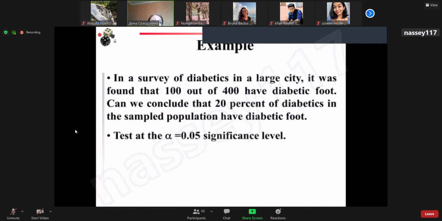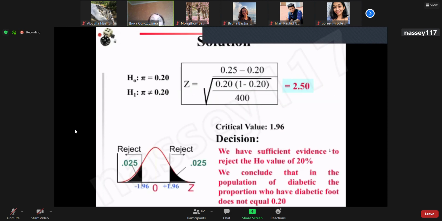Okay, we have a study about diabetic patients in a large city. So 100 of the people with diabetes out of 400 have diabetic foot. So we conclude that 20% of patients with diabetes in the sampled population have diabetic foot. We have to test this hypothesis with an alpha level of 5% or 0.05. How will we do it?